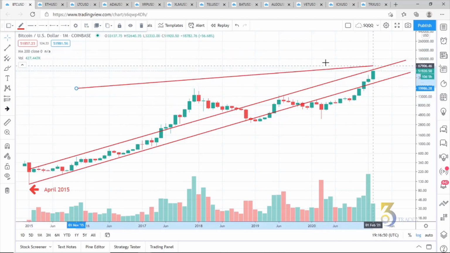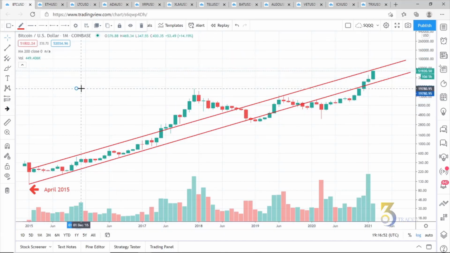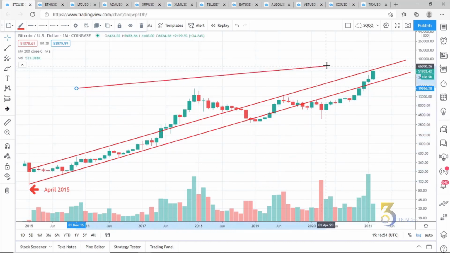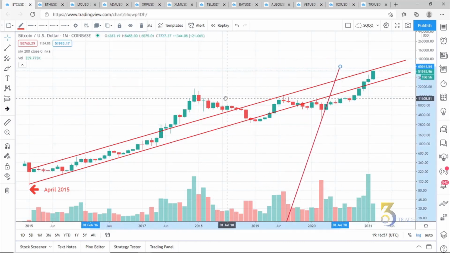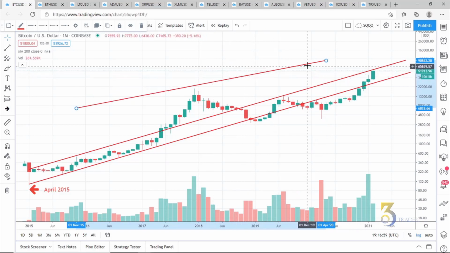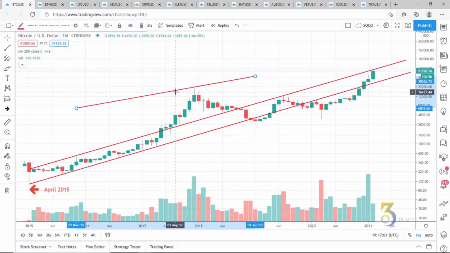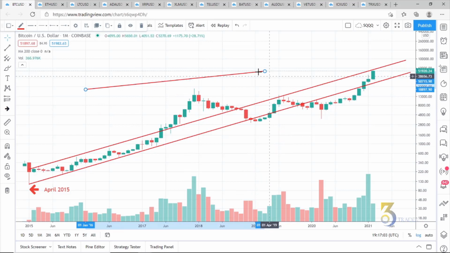Now I can move this puppy around. I can grab this, extend it out. I can shorten it. I can make it as long as I want. And I can grab it here and I can move it around the chart. However you see fit, you can just move it around. So you can slap one on there and move it where you want.